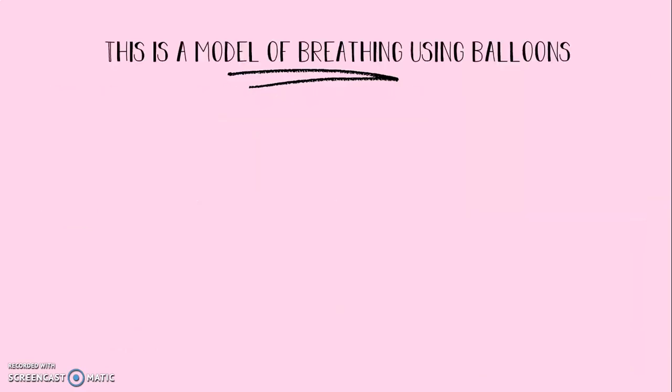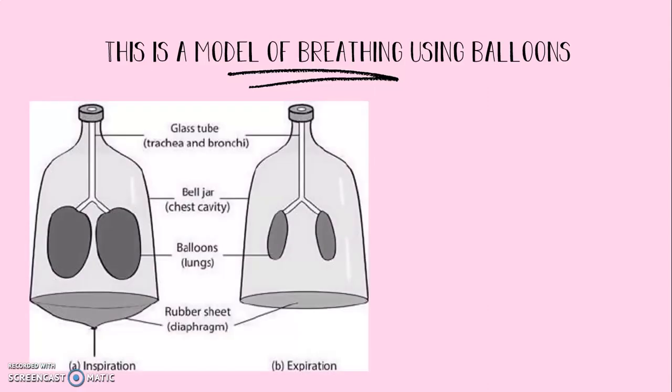This is a model of breathing using a balloon. The glass tube represents the trachea and bronchi. The bell jar represents the chest cavity. The balloons represent the lungs. We have two lungs, left and right. And the rubber sheet represents the diaphragm.